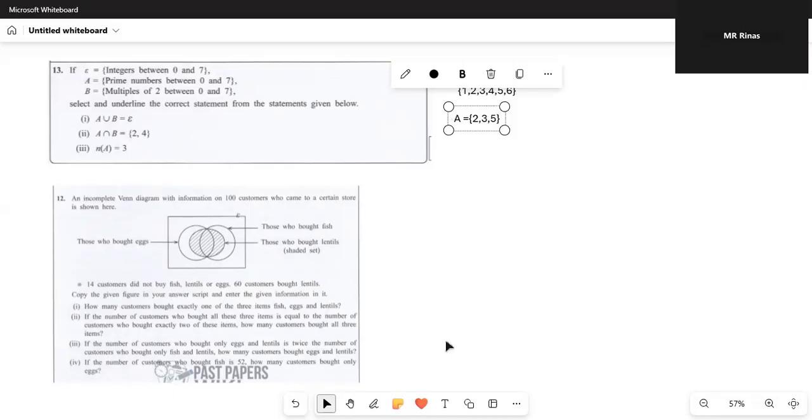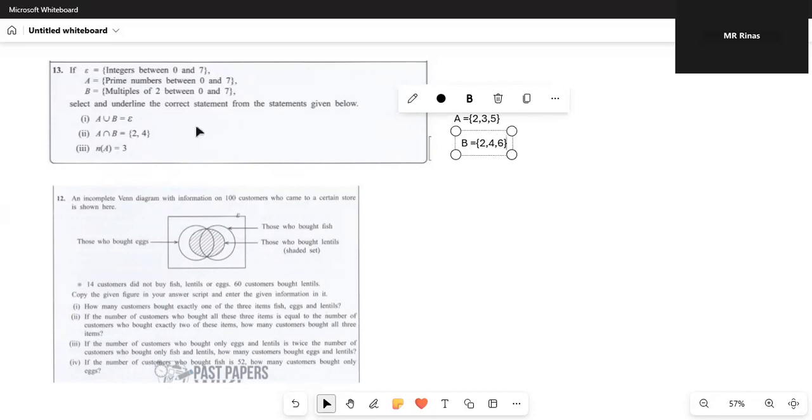The next, B, is multiples of 2 between 0 to 7. So 2, 4, 6. Okay, and they ask you to underline the correct statement.